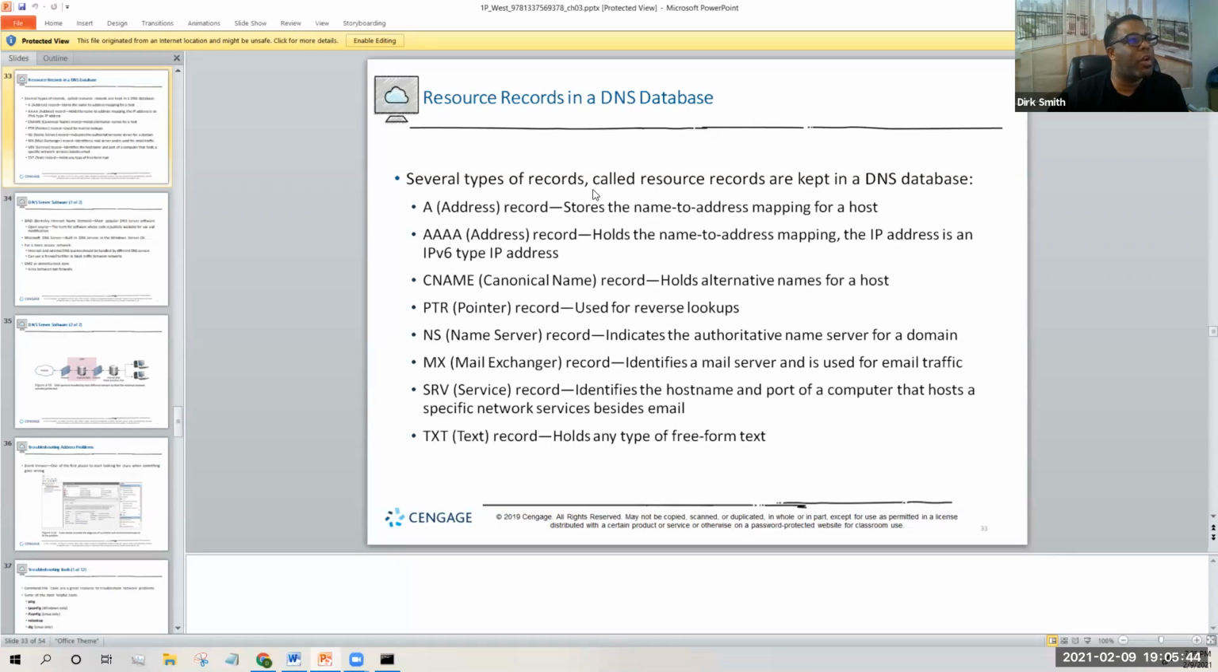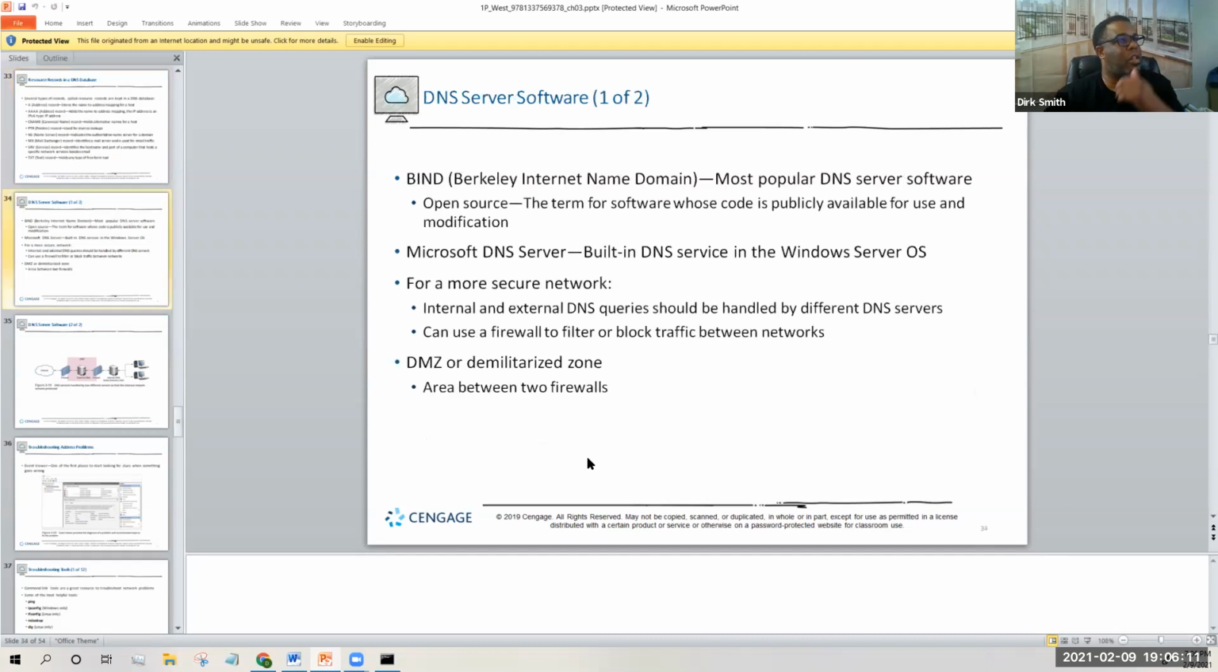There are several types of records called resources that can be kept. You've got the A for addresses, and then the CNAME, canonical name records. You've got the PTR pointers, the name servers, mail exchange servers. So just be aware. Buyer beware. That's all I'm asking right now. Okay, and I think this continues.